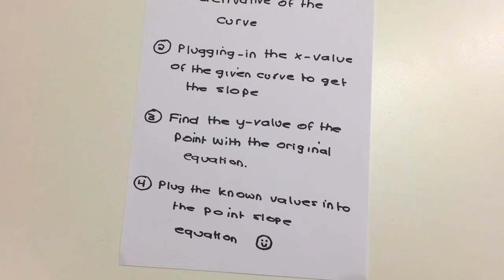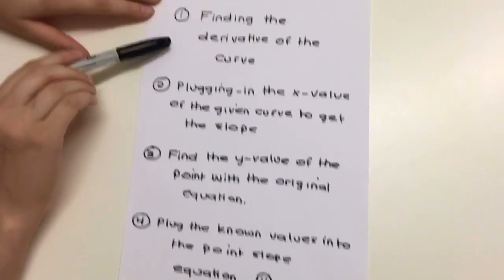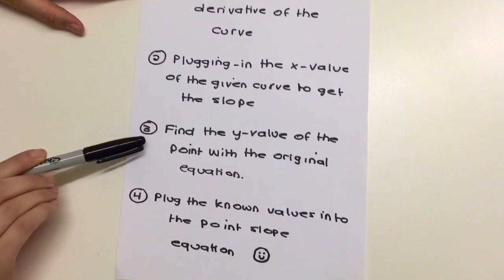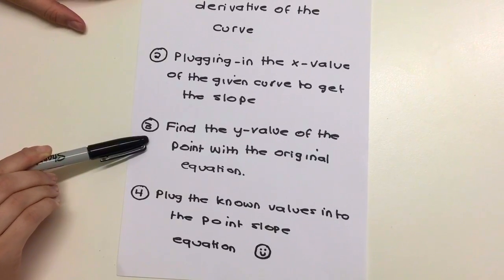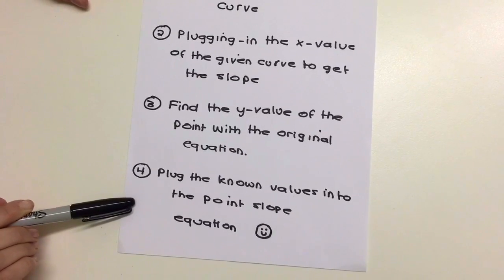The equation of the tangent line can be found by following 4 simple steps: finding the derivative of the curve, plugging in the x value of the given curve to get the slope, finding the y value of the point with the original equation, and lastly, plug the known values into the point-slope equation.